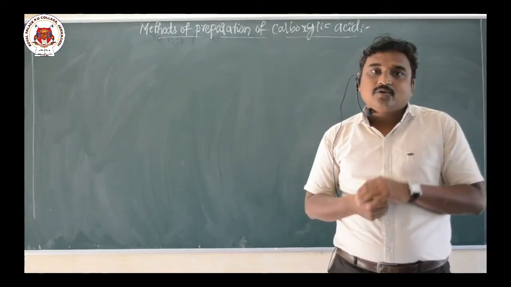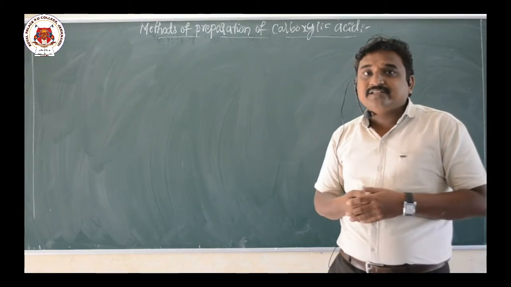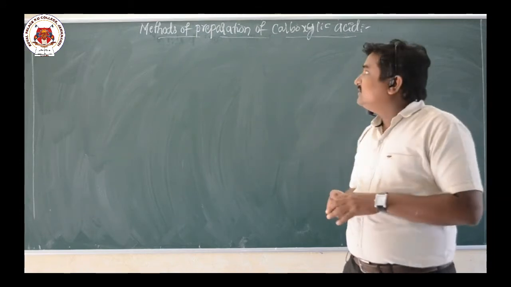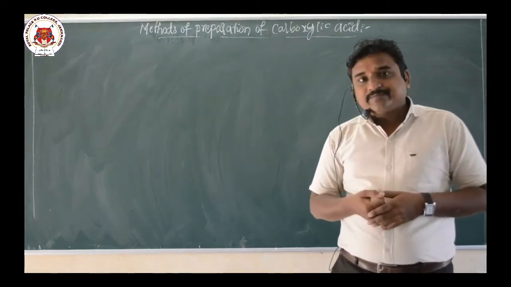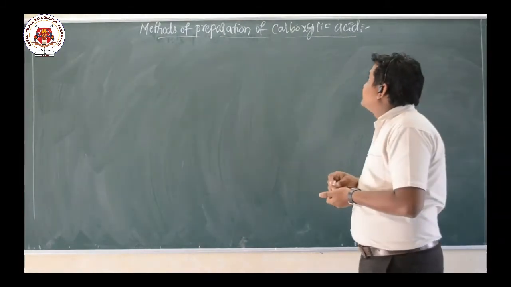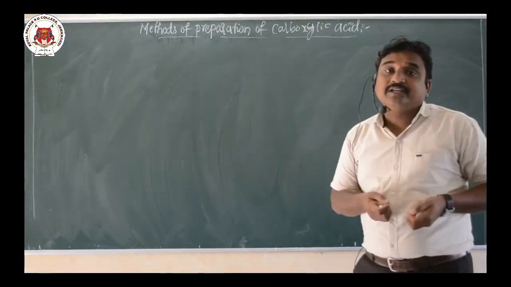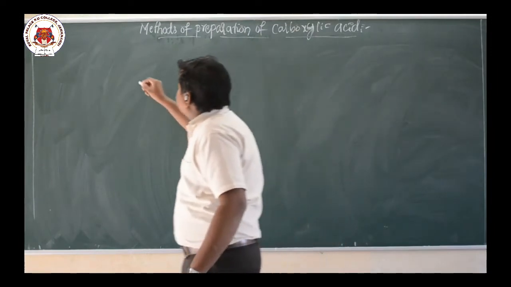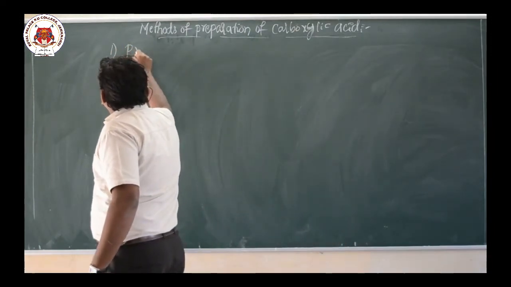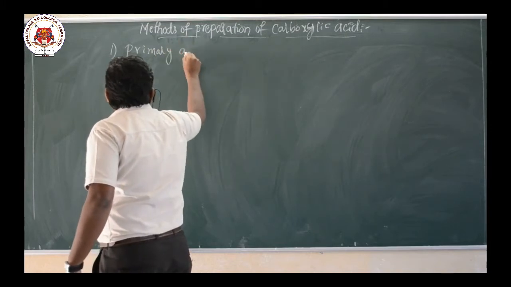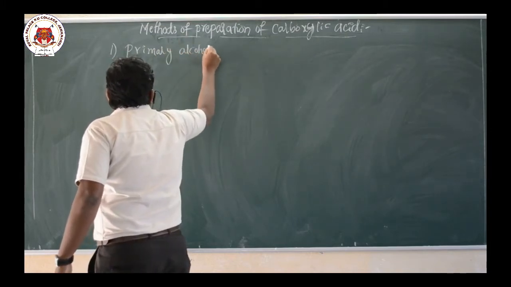From the alcohol, from alkyl benzene, from acyl halide, from esters. So many methods are there. Let me move to the first one, the method of preparation of carboxylic acid from the primary alcohol. First one, the method of preparation of carboxylic acid from the primary alcohol.